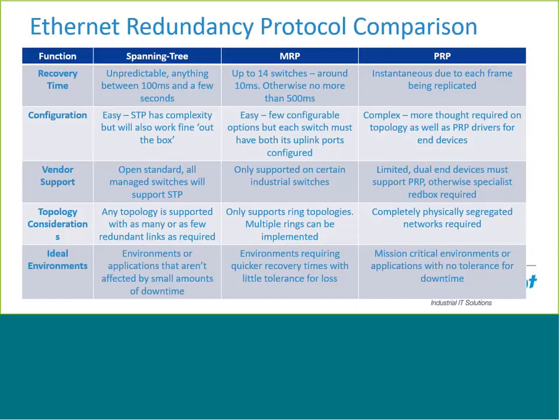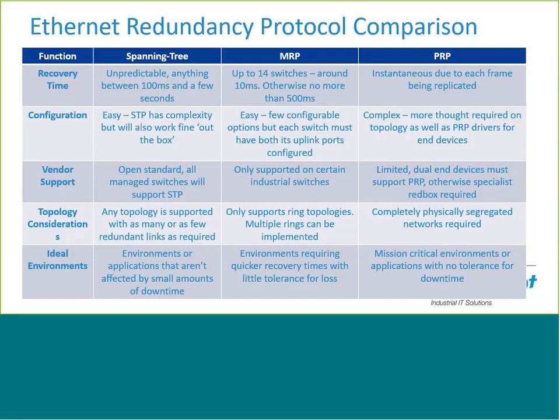And vendor support's a big one as well, because with spanning tree, you could have a mixed network of lots of different vendors and it will work absolutely fine. With MRP, you've got to check your vendor compatibility. Like I say, only certain industrial switch vendors will support it. And PRP is perhaps even worse in that respect, because it's more specialist, you'll find fewer vendors and perhaps you'll find it a lot harder to implement at the end device level.